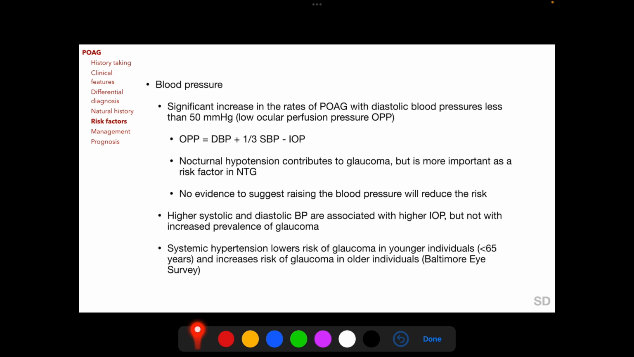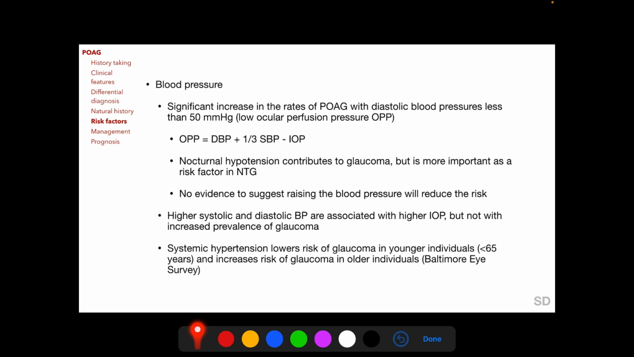The association of primary open-angle glaucoma with blood pressure abnormalities and diabetes mellitus is equivocal. Some studies suggest that a significant increase in the rates of primary open-angle glaucoma occurred with diastolic blood pressures less than 50 millimeters of mercury, leading to a low ocular perfusion pressure. And it is known that nocturnal hypotension contributes to glaucoma but is more important as a risk factor in normal tension glaucoma. However, there is no evidence to suggest that raising the blood pressure in this situation will reduce the risk of progression of glaucoma.